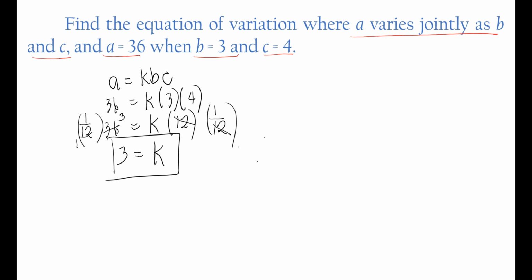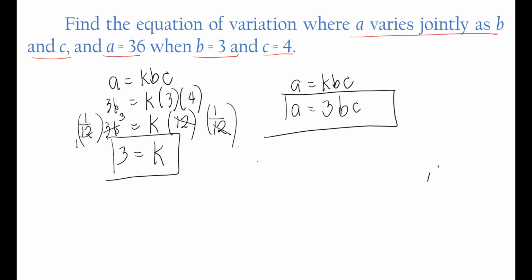Now, to solve for the equation of variation, we must only use the equation A equals KBC, and then use the value of the constant of variation to solve for the equation. So in this, A will be retained, and then substitute the value of K, which is 3, copy B, copy C, and the equation of variation will be A equals 3BC.